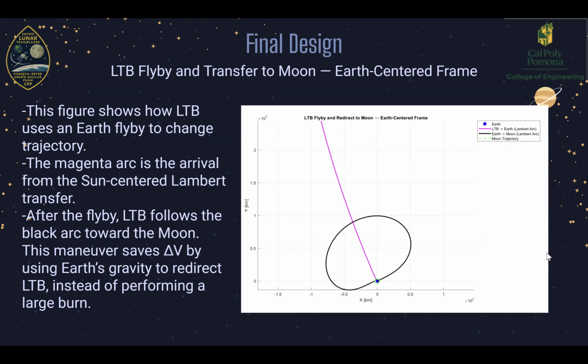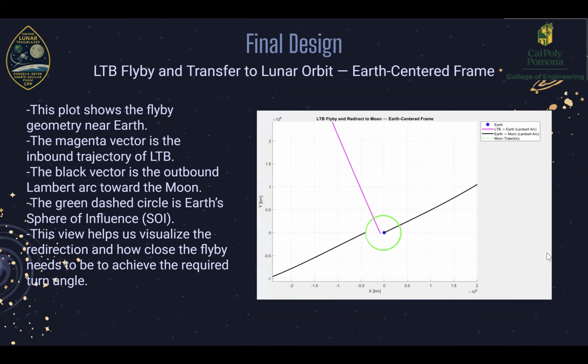Next slide, please. This plot is a zoom view of the flyby geometry near Earth, in which the magenta vector is the inbound Lunar Trailblazer trajectory, the black vector is the outbound Lambert arc towards the Moon, and the green circle is the Earth's sphere of influence, to help visualize the redirection and how close the flyby needs to be to achieve the necessary turn angle.